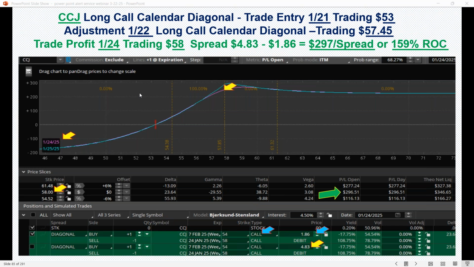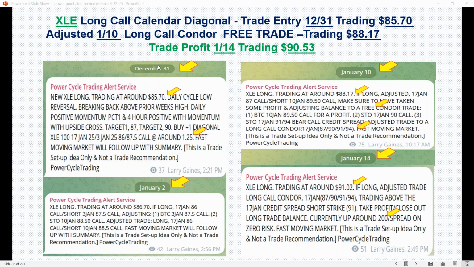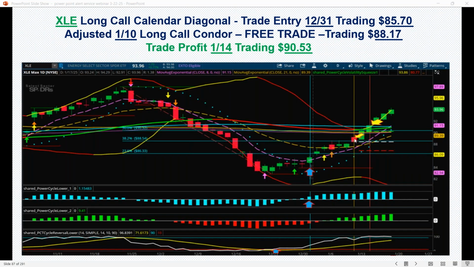And here's one last one. This was a pretty cool one. This was on XLE. I'll go through this kind of quick, but this is one that we started out with a long call condor, and we adjusted this to a free trade. We actually had this as a calendar and then ended up with a condor free trade just to show you. So always looking for ways to increase the profit. But again, just looking at the same steps.